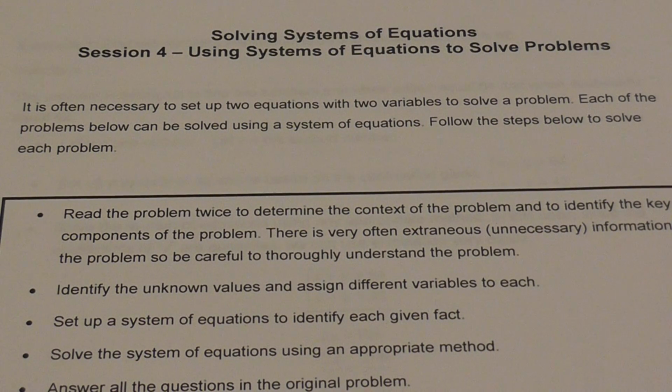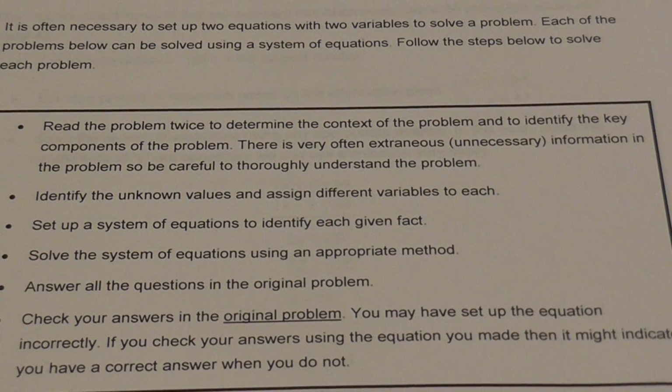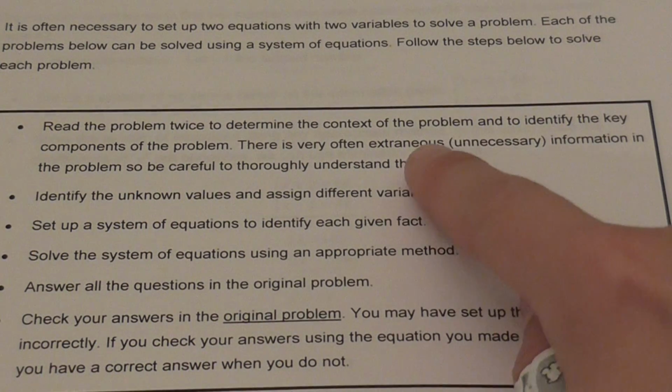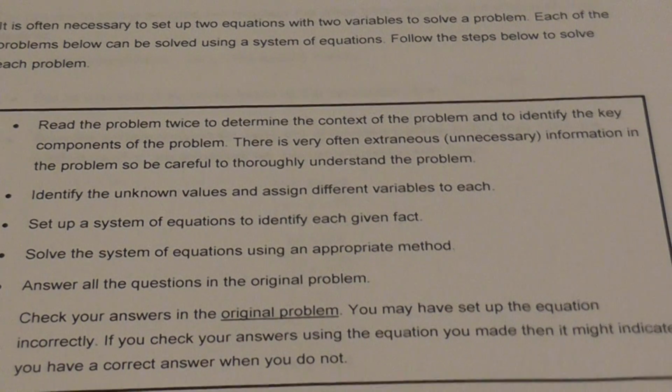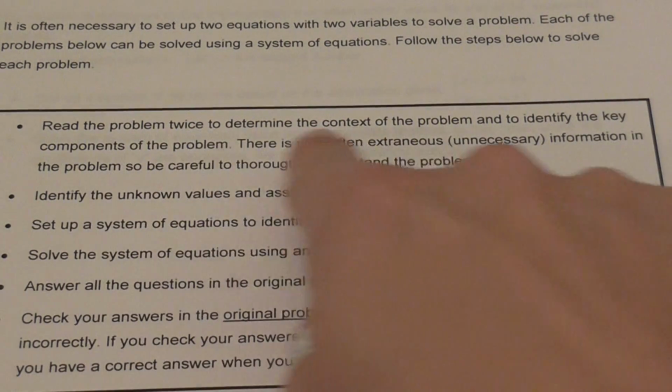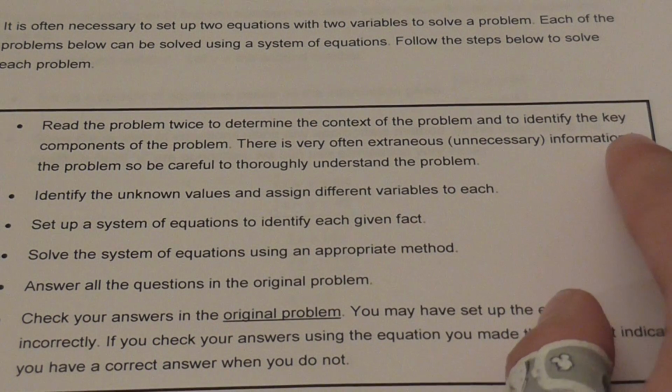Each of the problems can be solved using a system of equations. Follow the steps to solve each problem. So these are the steps that you're going to need to solve word problems. So first, read the problem twice to determine the context of the problem and to identify key components to the problem. There's often extraneous, which is just a fancy word for unnecessary, information in the problem. So you need to be careful to make sure you thoroughly understand the problem. So this is where you would want to underline or highlight the important stuff.